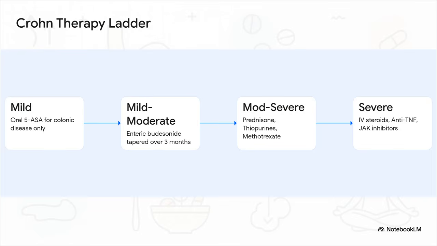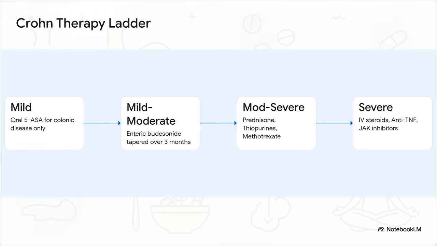The Crohn's disease ladder follows some very distinct sequencing rules. For mild disease, oral 5-ASA actually has a much smaller role here than it does in UC, and it's reserved strictly for colonic Crohn's. I'll also use loperamide or cholestyramine for bile acid diarrhea following ileal disease. For mild to moderate cases, I use enteric-coated butyrcyanide for targeted ileal release. But note, this is tapered over 3 months, not 3 weeks.